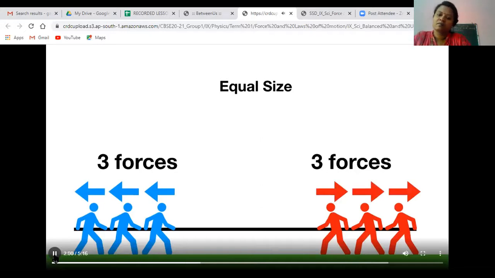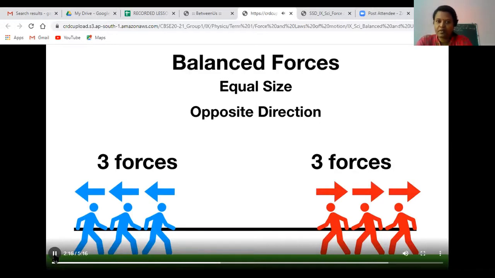Next, how could you describe the direction of each team's force? You could say the teams are pulling in opposite directions. We see the blue team is pulling to the left and the red team is pulling to the right. So are these forces balanced? Yes, we can say these are balanced forces because they are equally strong and they're happening in opposite directions.